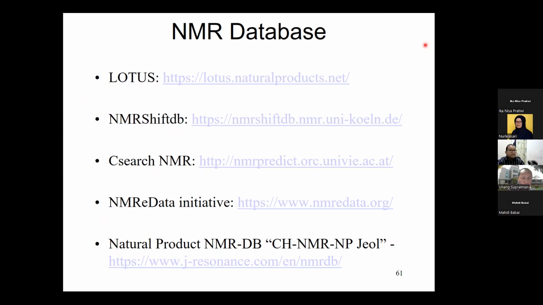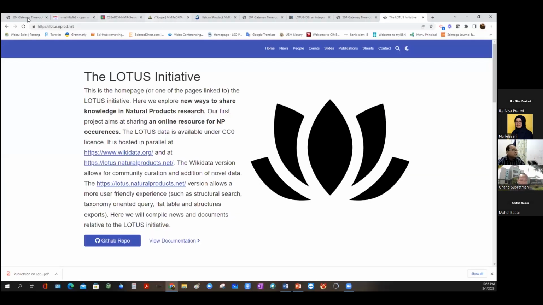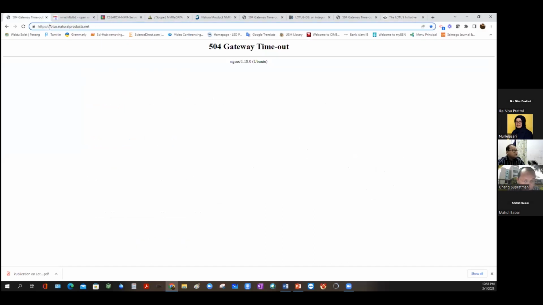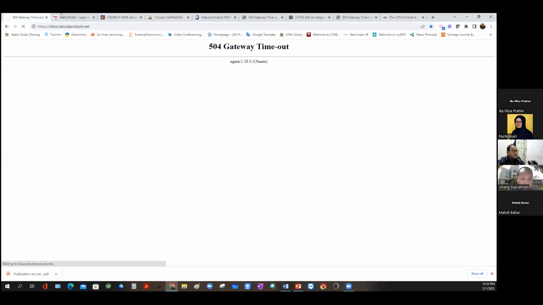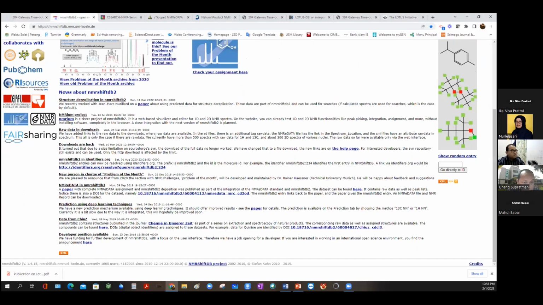I think maybe I can share this. Yeah, this one. I tried to open the LOTUS database, but I think they are closed for New Year's. Maybe if you have time to explore this kind of database, it is very helpful. So just type your plant names, and after that you will come out with, I think, hundreds of compounds. This is the NMRShiftDB. You can explore by yourself.